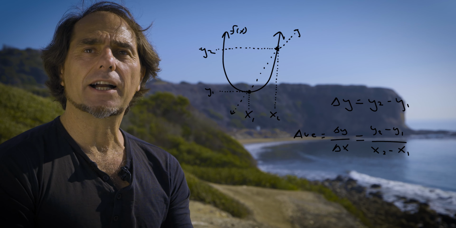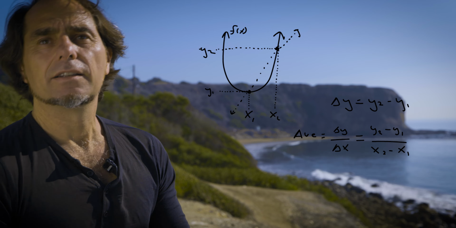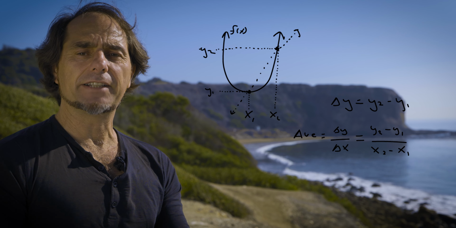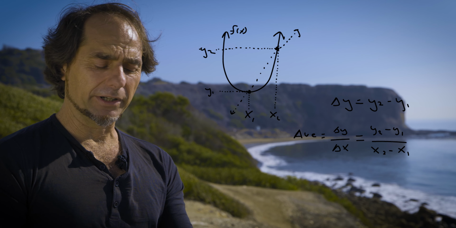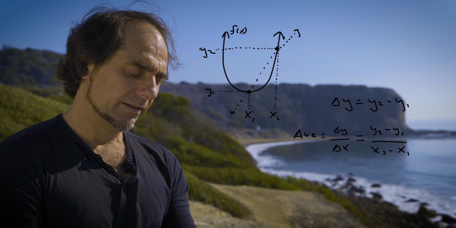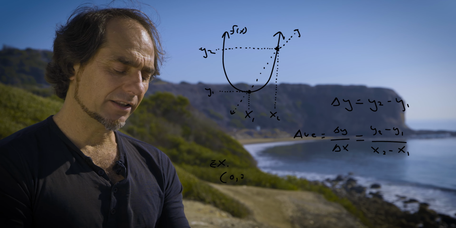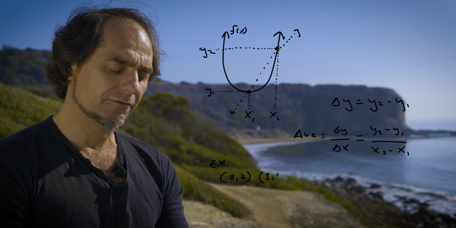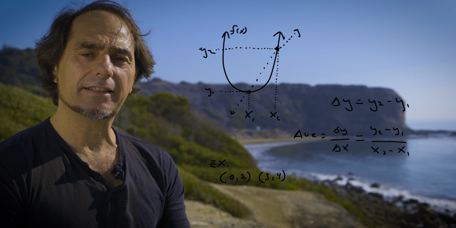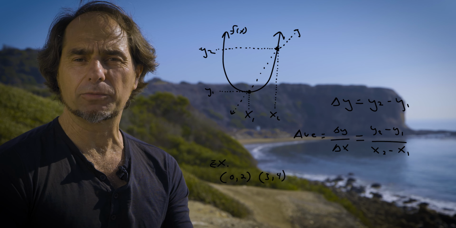So now let's do an example with some points that were given to us. Let's take the point (0, 2) and the point (3, 4), and let's calculate the average rate of change between these 2 points.